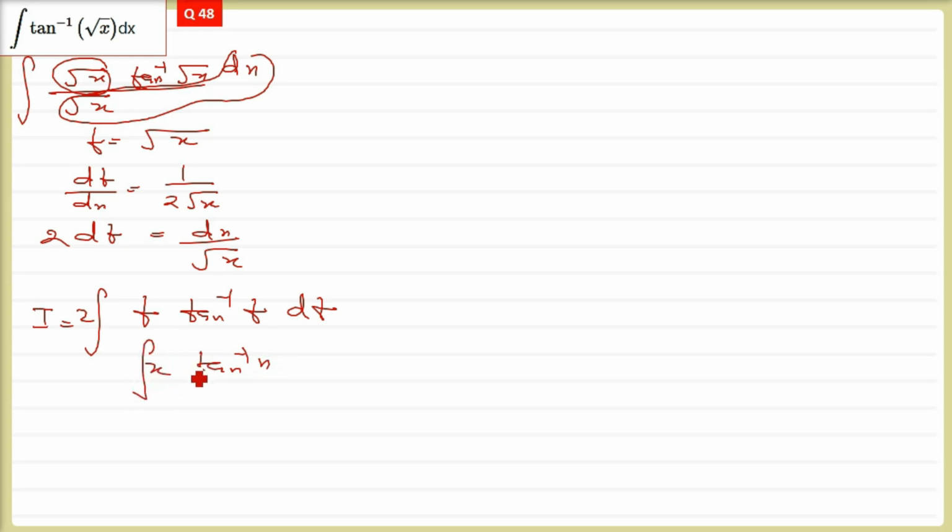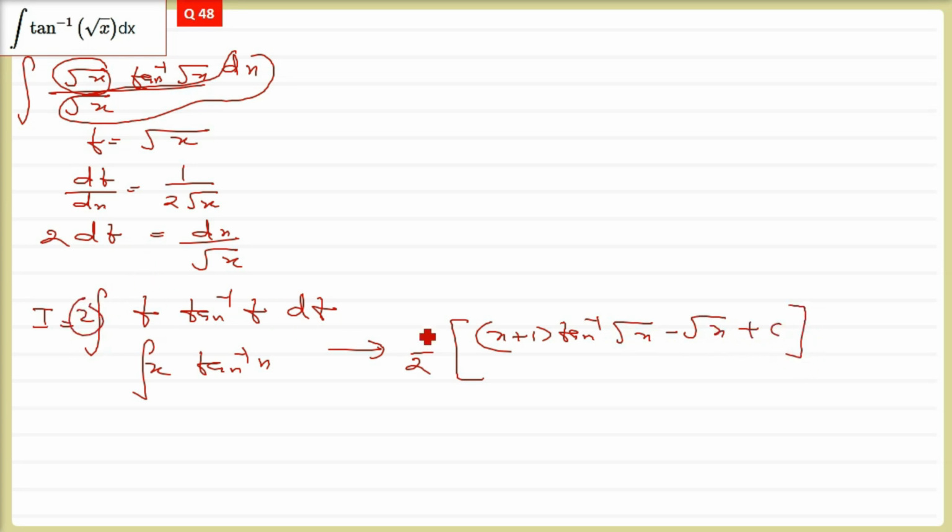And I already told you that x tan x and x tan inverse x has already been done in the previous question. You need to visit it. So the final result, let me write it. This is just a repeated question. That's why I'm writing the actual result. x tan inverse x was 1 by 2 x plus 1 tan inverse root x minus root x plus constant of integration. Since we have a 2 already outside, multiply this. So integration, this inside the square bracket, is your final result.